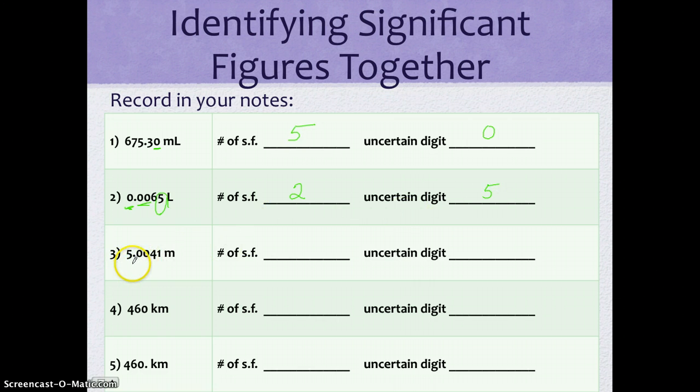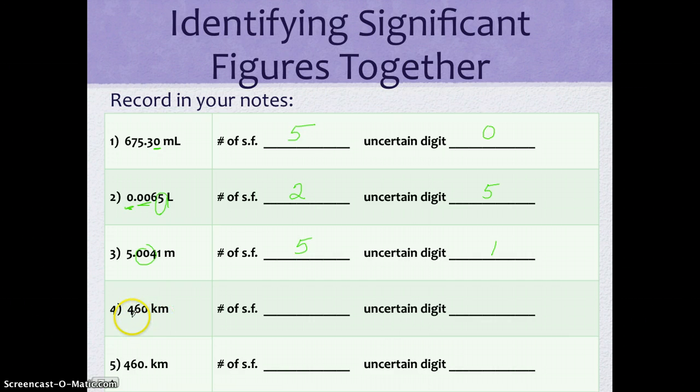Okay, so in this particular number 3 here, we can see a 5, a 4, and a 1 that are non-zero digits. If you look at these 2 zeros, what you'll notice is that these 2 zeros are in between the non-zero digits. That makes them significant. So we have 5 significant figures, and the uncertain digit is the final significant figure, which is the 1. It's uncertain because it's estimated and it's not exact necessarily.